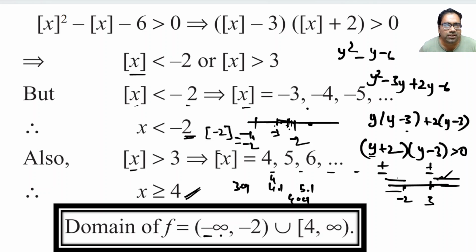So what is the domain? Minus infinity to minus 2. Please note the open bracket here. It is not a closed bracket. It has to be strictly less. Union, it can be greater than or equal to 4. Please note the closed bracket here. This is important. So, a very simple problem.